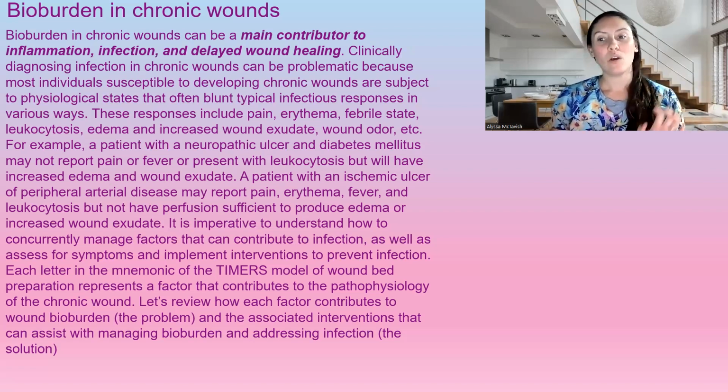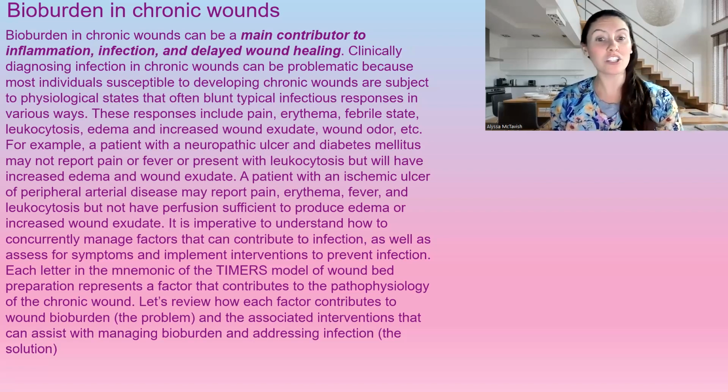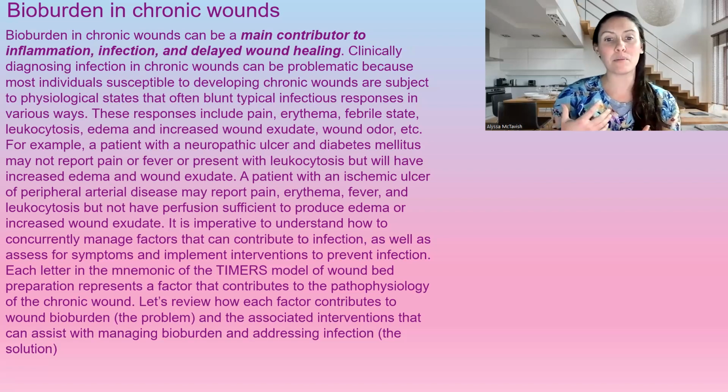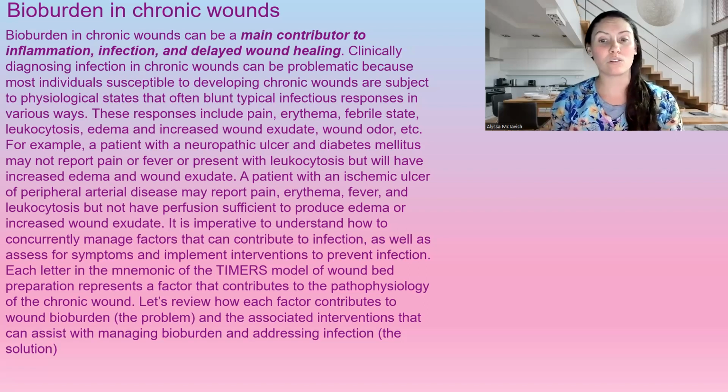Or a patient with an ischemic ulcer in, say, peripheral arterial disease, they may report the pain or the fever or the redness, but the perfusion isn't significant to produce the edema, so the swelling. So they may have one or two signs, but they don't have all the signs there, right? So that's where complications come in. That's where it's hard to diagnose problems.